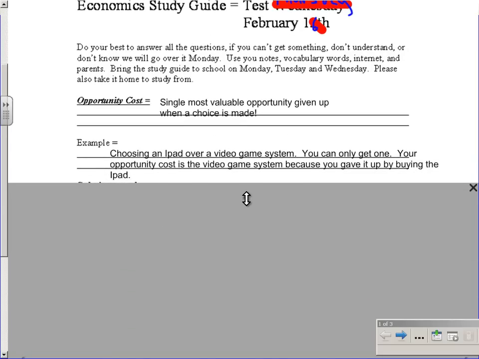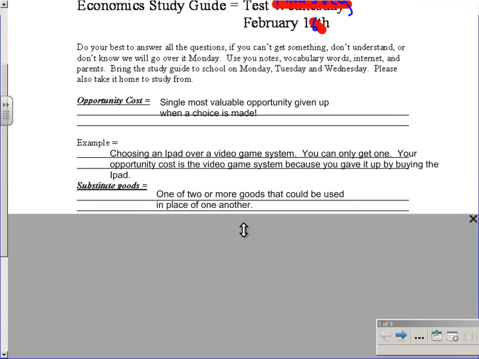It's the single most valuable opportunity given up when a choice is made. An example is choosing an iPad over a video game system. You can get only one. So whatever you give up by buying the other thing is your opportunity cost. So if you buy an iPad and you can't get the video game system, that is your opportunity cost.